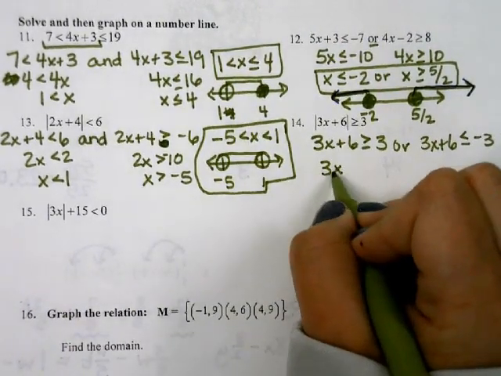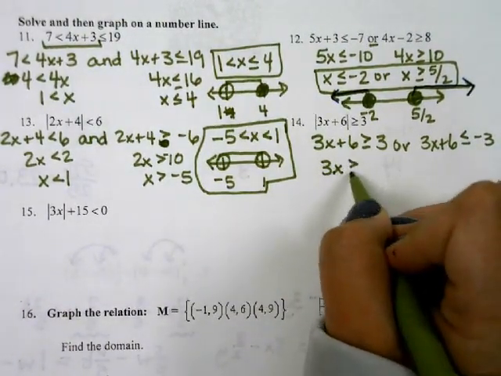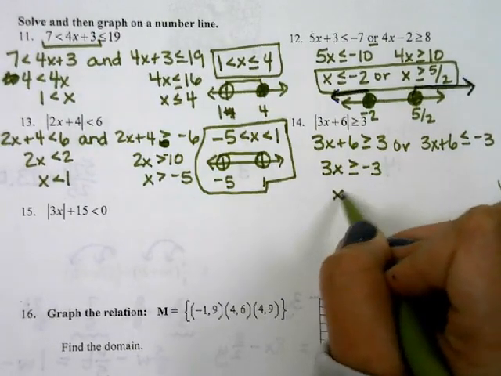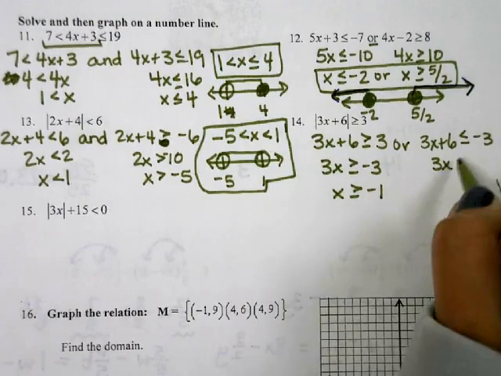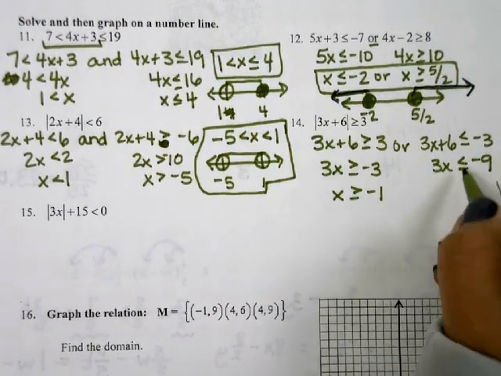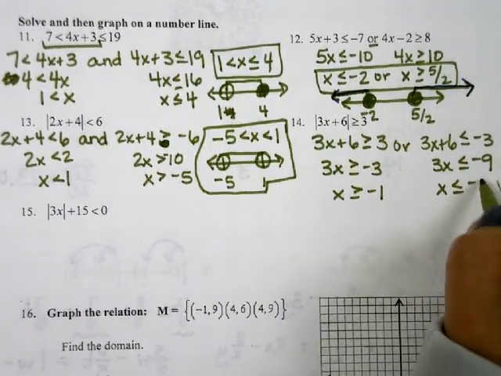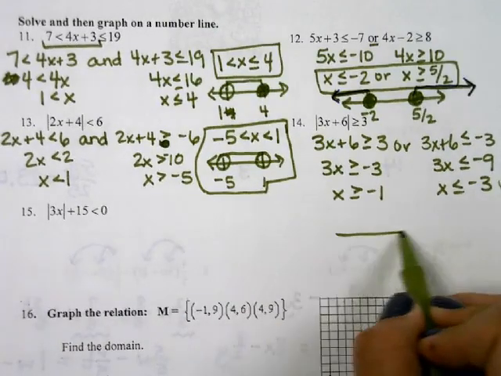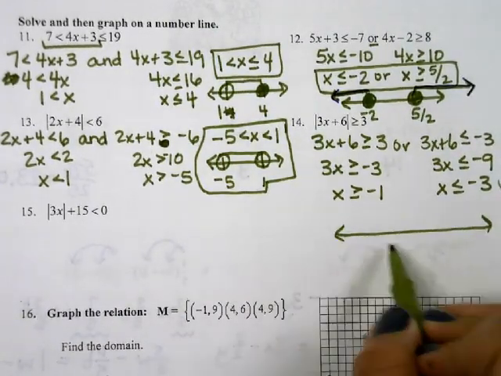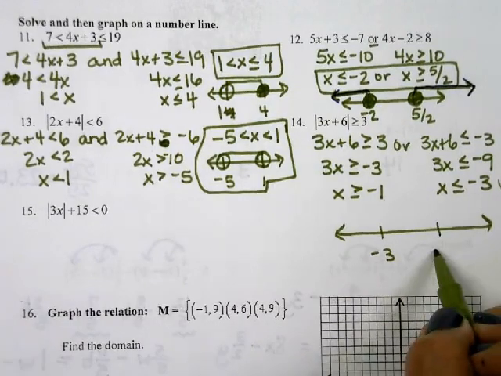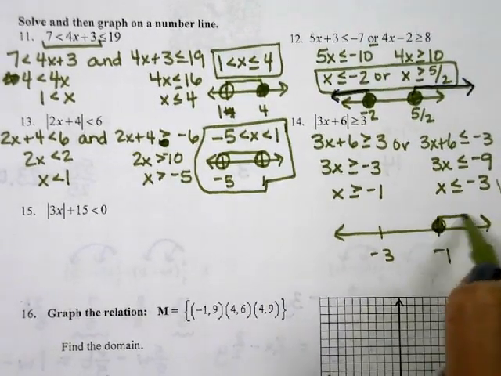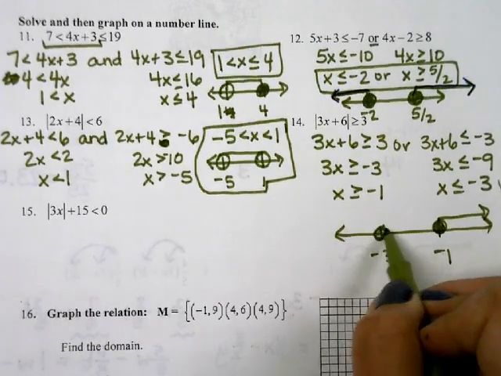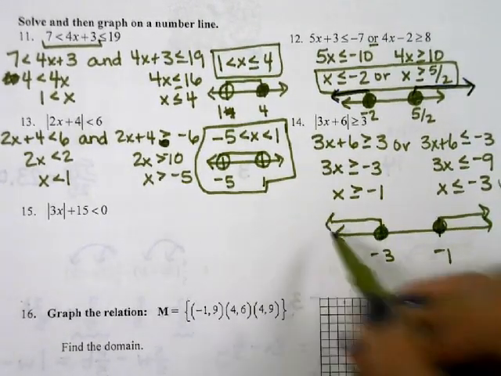So 3x is greater than or equal to negative 3, so x is greater than or equal to negative 1. 3x is less than or equal to negative 9, so x is less than or equal to negative 3. Negative 3, negative 1. I want things that are bigger than or equal to negative 1 or smaller than or equal to negative 3.